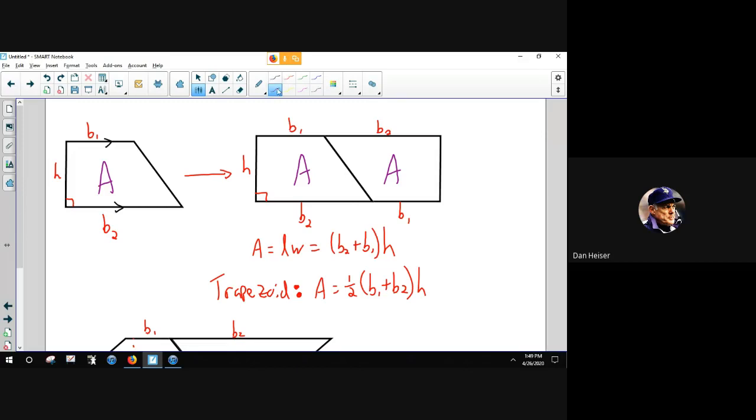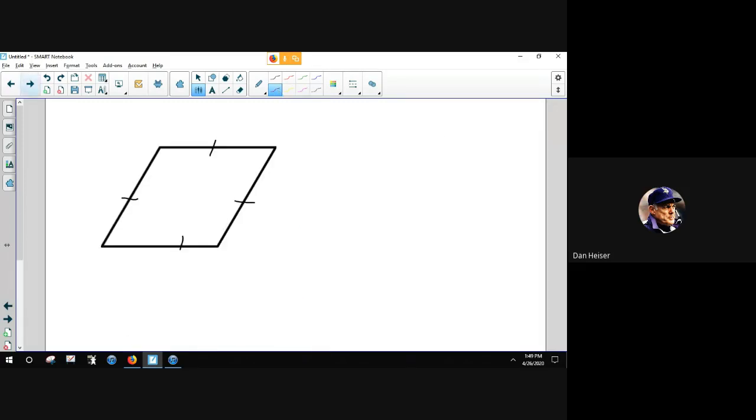Now the next two may be new formulas for you. We have a rhombus. And yes, a rhombus is a parallelogram, so why doesn't base times height work? It does work. But with a rhombus, you're not always given a base and a height. So we're going to look at an alternative way to look at a rhombus.